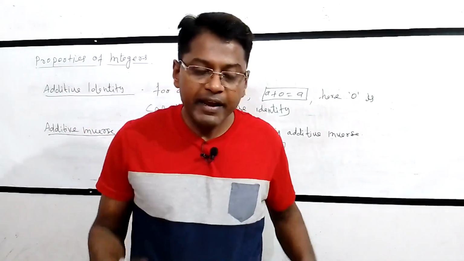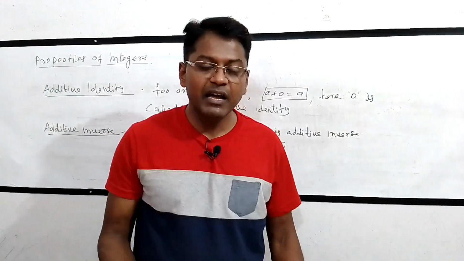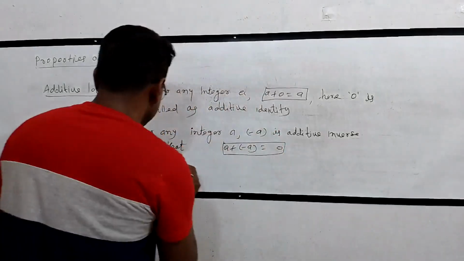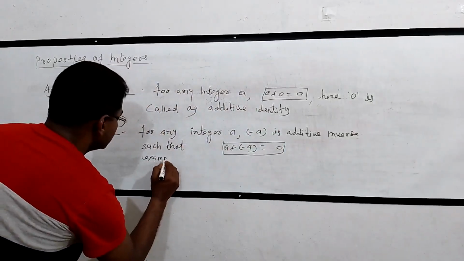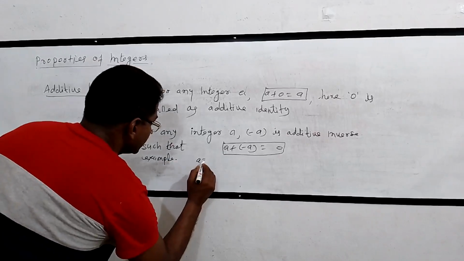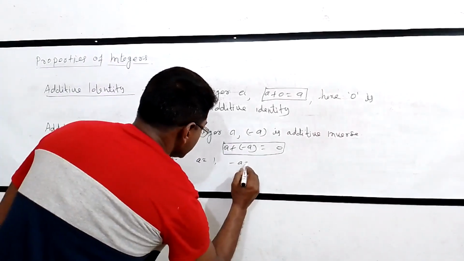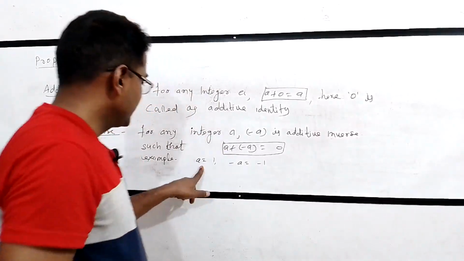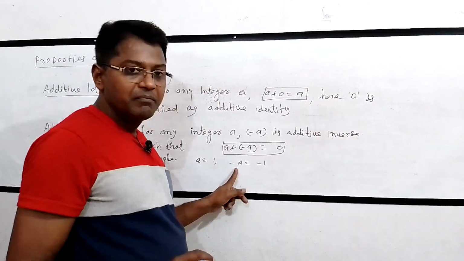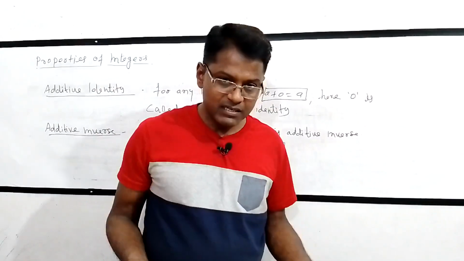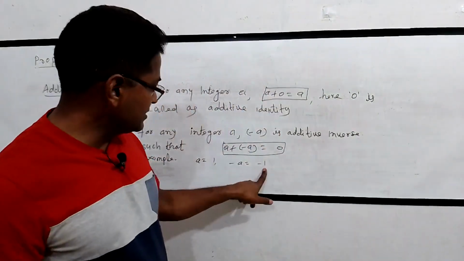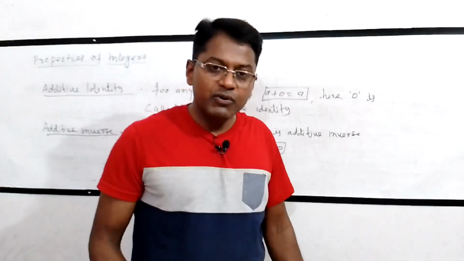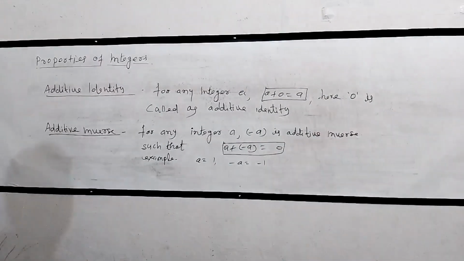It means that for any integer, its opposite will be its inverse. For example, if a is equal to 1, then minus a is equal to minus 1. Means if a is 1, then minus a will be its additive inverse, and the value of minus a will be minus 1. So I hope you understand it. Write it down, take a screenshot of this.